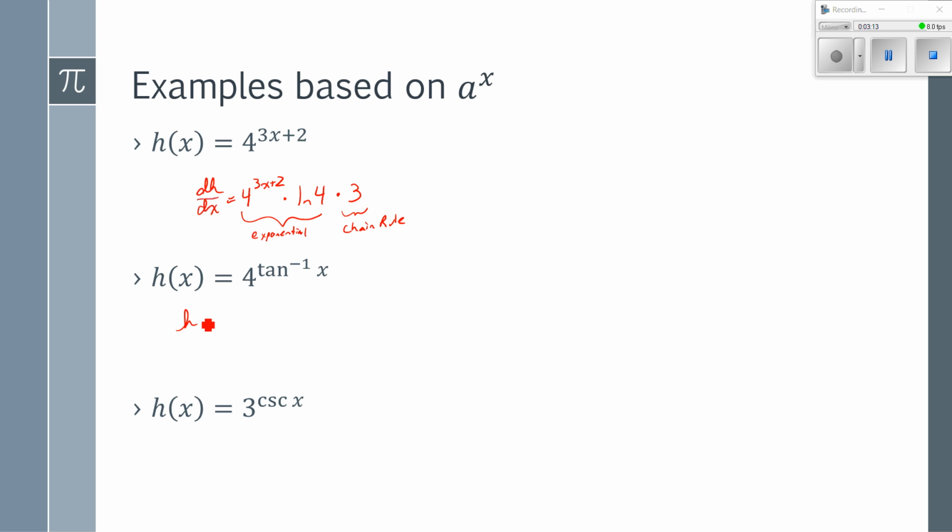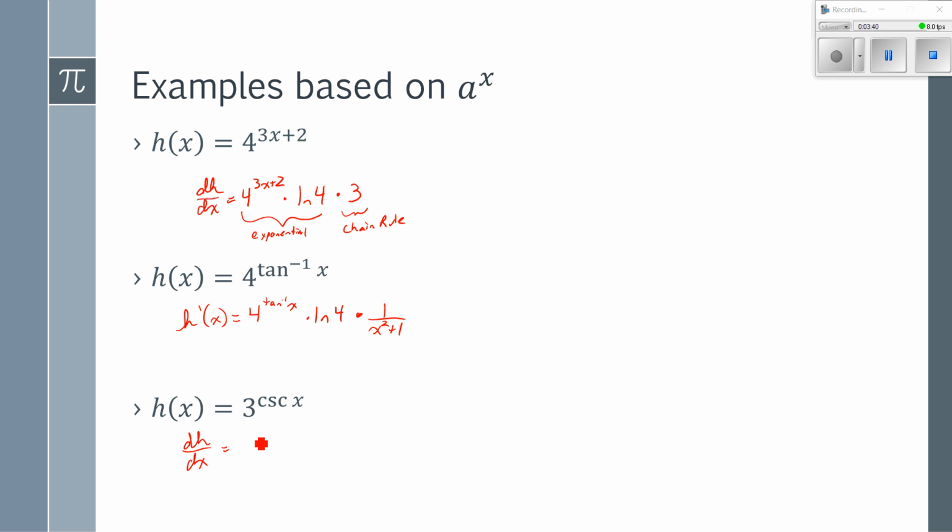So then if I want the derivative of 4 to the inverse tangent of x, that's a constant base, variable exponent, so its derivative is itself times the natural log of the base, but then I need the derivative of the exponent because of chain rule, and there's our derivative.